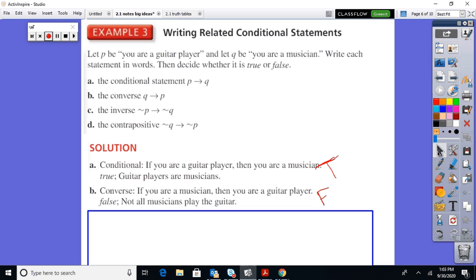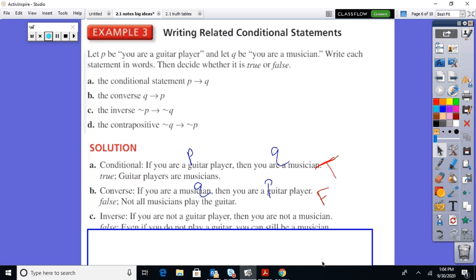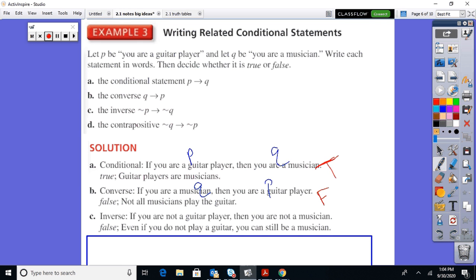The inverse. Now you keep the order the same. Guitar player is first still. Musician is second. So if we're flowing with this, this is your P and this is your Q. So in the converse, we put it as Q to P. And then in the inverse, we keep the order the same, but we put nots in. So we say not P, not Q. So if you're not a guitar player, you're not a musician. And that's false. You could play something else.